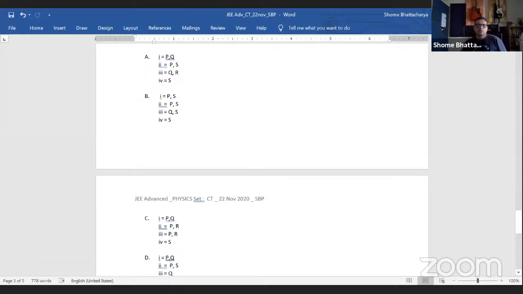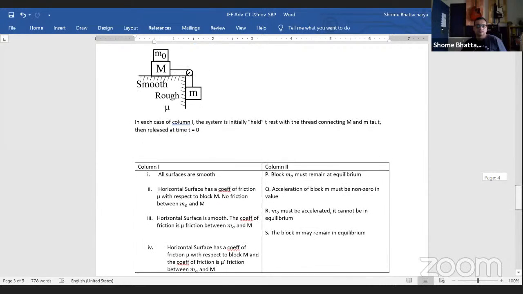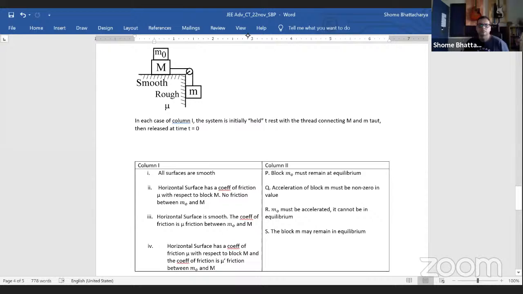Okay. Let's come to the matrix match question. So anybody has a doubt in any of the parts in this? Okay. So let's do part 4. So in part 4, what is happening? Okay, third and fourth both. Okay, so let's start with the third part then.